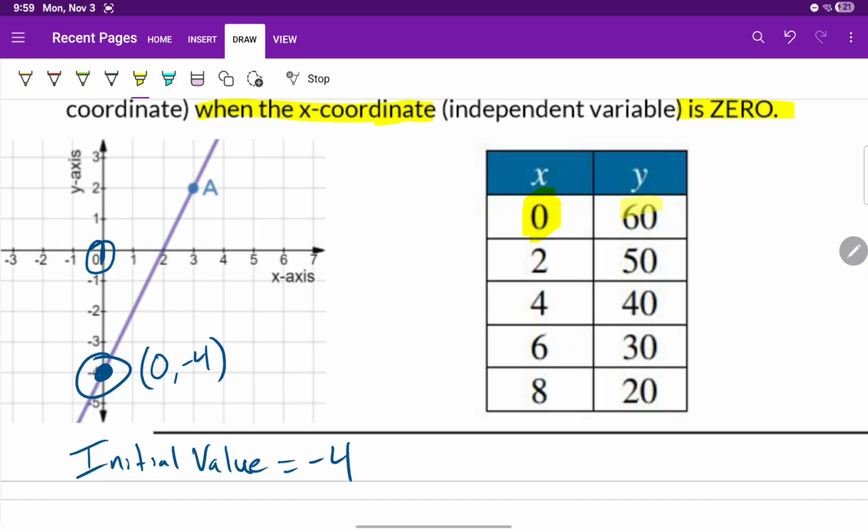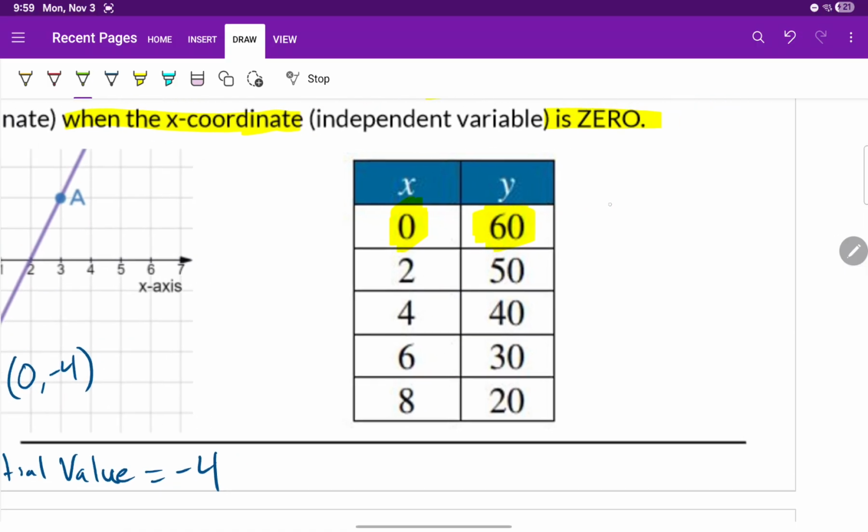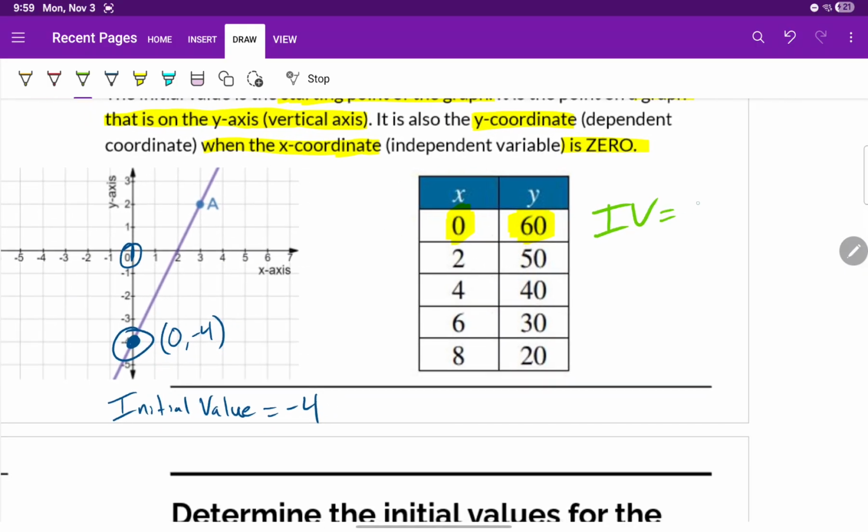It's right there. And what is the corresponding y coordinate? It is right there. And so for this second one, my initial value, or my IV, is equal to 60. Okay?